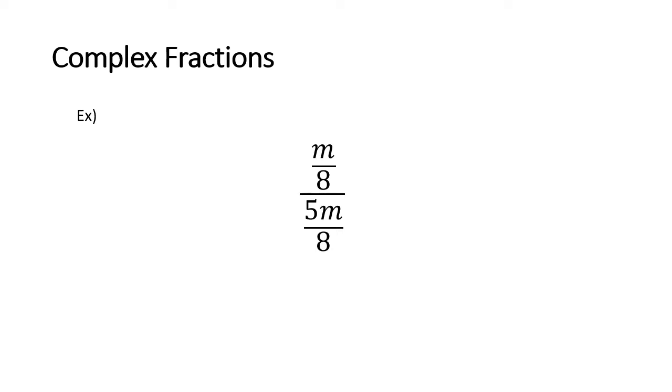Here's an example of one where you don't need anything like that. This is just to divide by a fraction, multiply by a reciprocal. So this would be m divided by 8 times 8 divided by 5m. Okay, the 8s divide to be 1. The m's divide to be 1. This answer then is just 1/5. Okay, and m cannot be 0. If m was 0, we would have a problem with this.